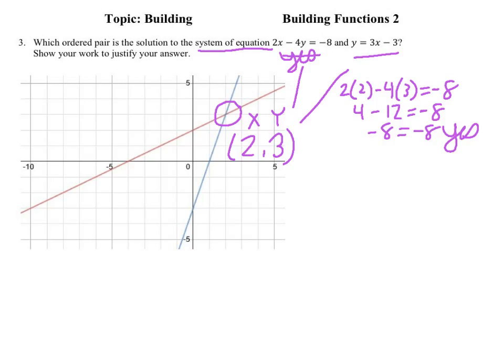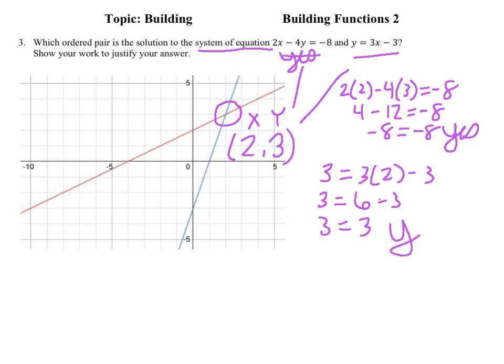Now we have to do it for the second equation. So I get y, which is 3, equals 3 times 2 minus 3. So now I have 3 equals 6 minus 3. And 6 minus 3 is 3. So does 3 equal 3? Yes. Which means it is also on this graph. So if you think about it, the intersection point that is right here, you can tell it's on the blue line and the red line.